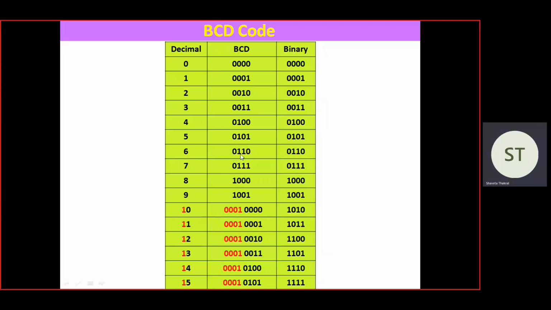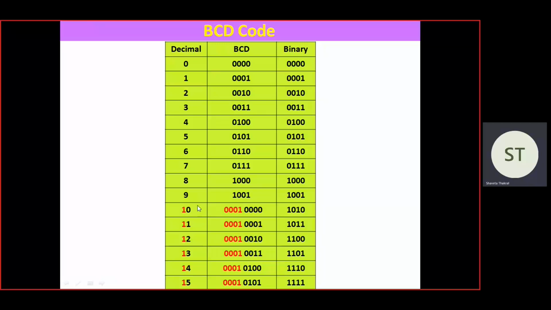6 is also the same, 0110, 0110. 7 is 0111, here also it is 0111. 8 is 1000 in both cases, BCD as well as binary. 9 is also the same, 1001 and 1001, because positional weights are 1, 2, 4 and 8. So till 9 both the codes are the same, binary code as well as BCD.